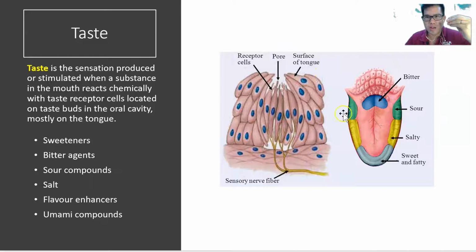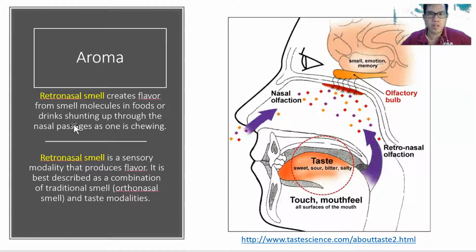All right. The taste buds at this region of the tongue give you the bitter sensation. This part of the tongue gives you the sourness. This part gives you the salty, and here gives you the sweet. So these are basically the tastes that you can get from the food. So first is taste, secondly is aroma.